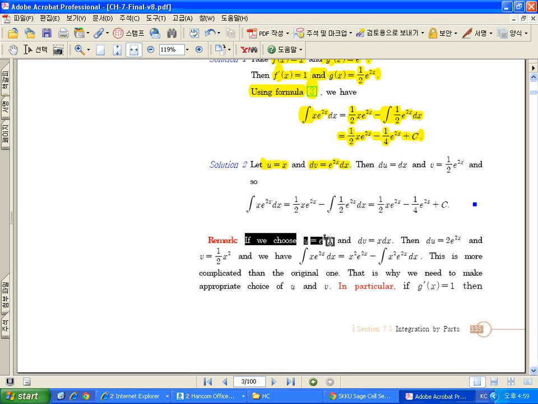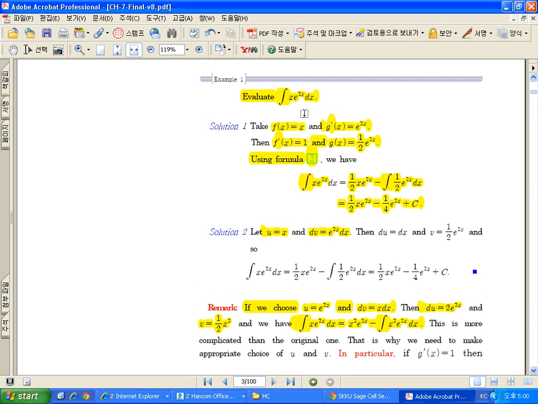But if we choose differently, then as you see, if you choose u as e to the 2x and dv as x dx, then du is this and v is this. So this integration can be written in this way. But as you see, in order to find the antiderivative of this one, you should be able to find the antiderivative of this one. But this integration is more complicated than the original one. So this is not a smart choice of u and v.